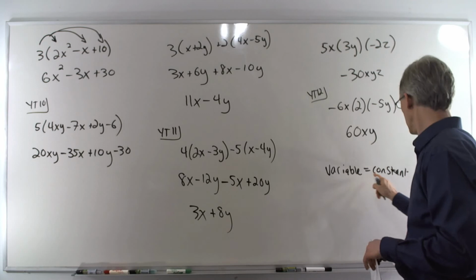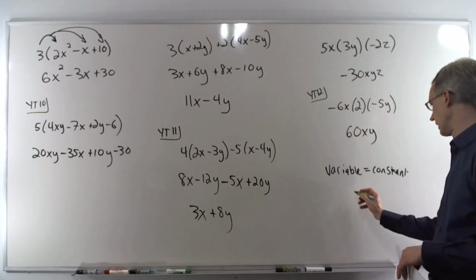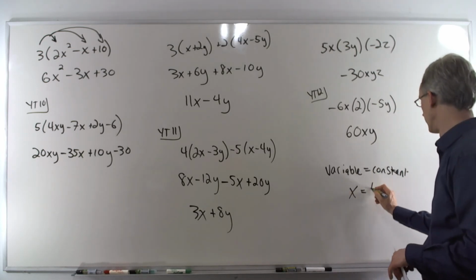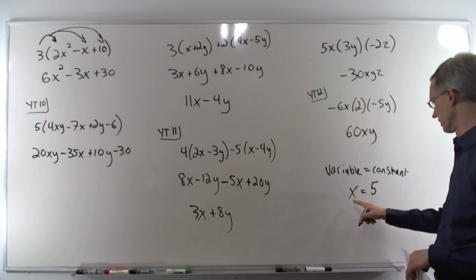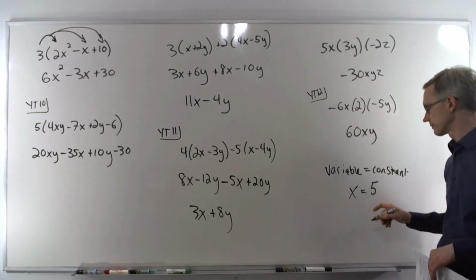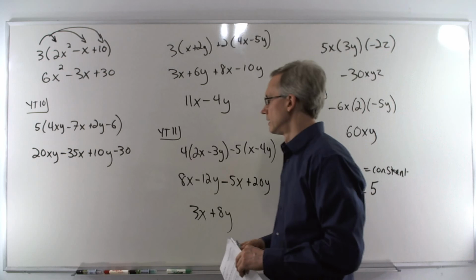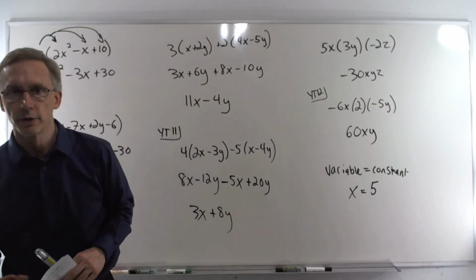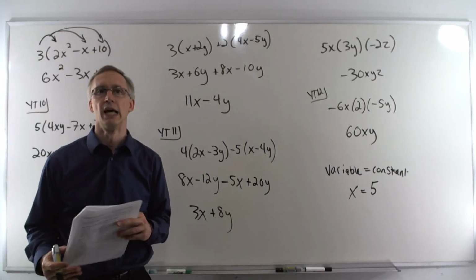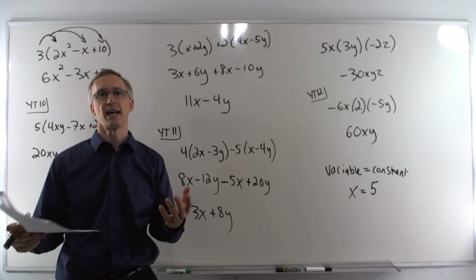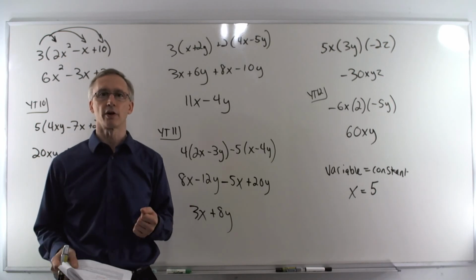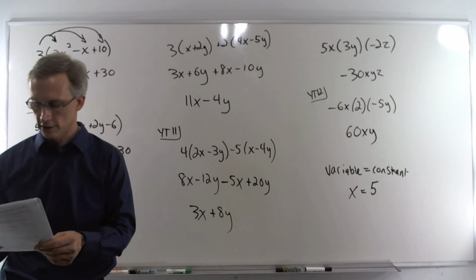A variable equals a constant. So something like x equals 5. There's a solution. Variable equals constant. So that's what we want our solutions to look like, at least for linear equations, because we know with linear equations there's only one solution. Now later on, we're going to be talking about sets, because we're going to be working with equations that have more than one solution.